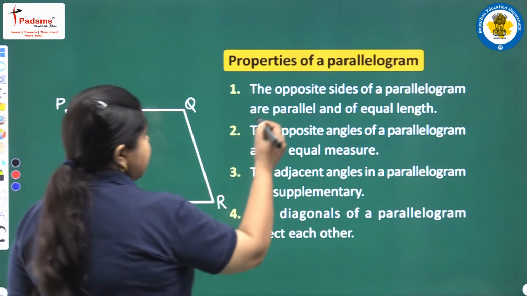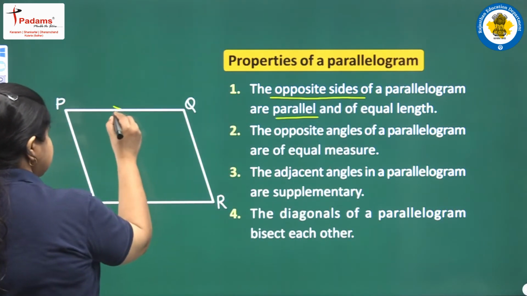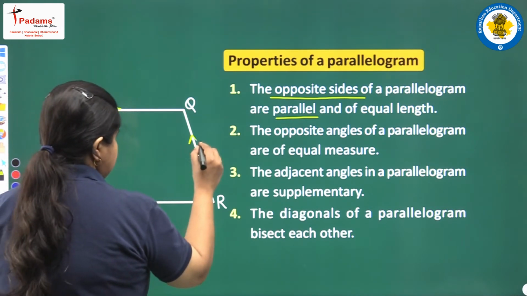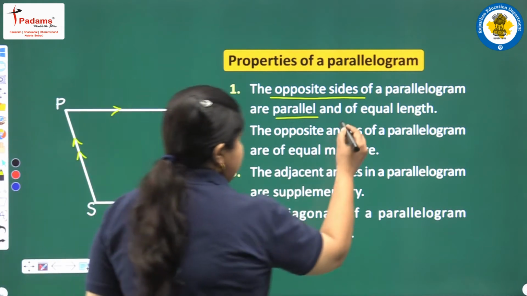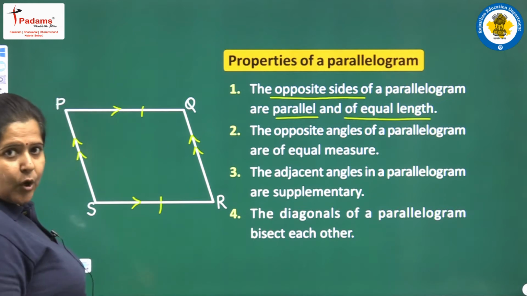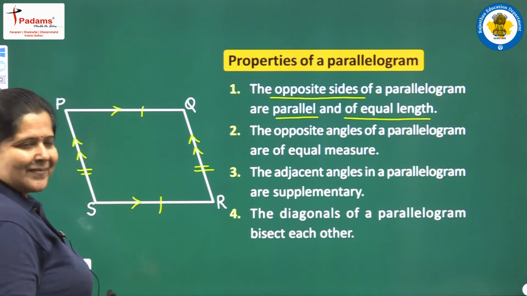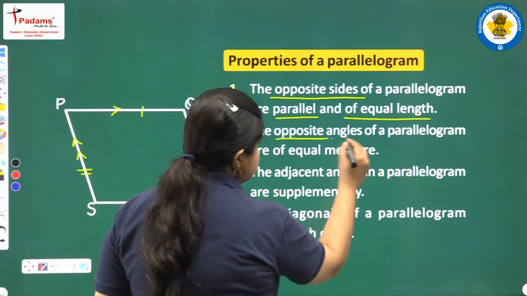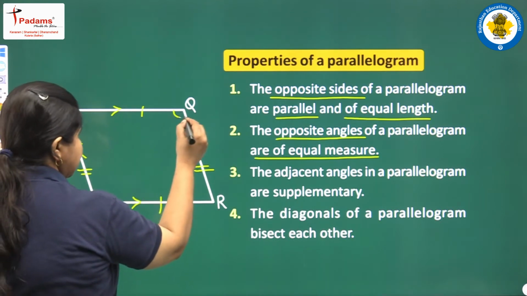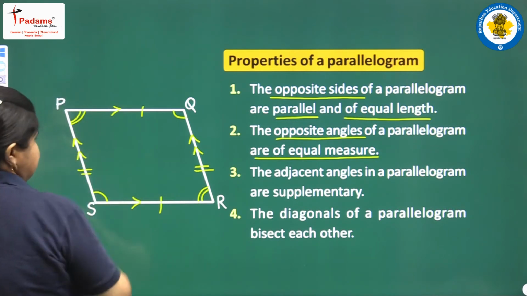Let us recall that the opposite sides of a parallelogram are parallel. Clearly, these two sides are parallel and this PS is parallel to QR and of equal length. The opposite sides are equal. These two sides, opposite sides are equal and these two sides are equal. Then we have the opposite angles are of equal measure. Clearly, angle S is equal to angle Q and angle R is equal to angle P.